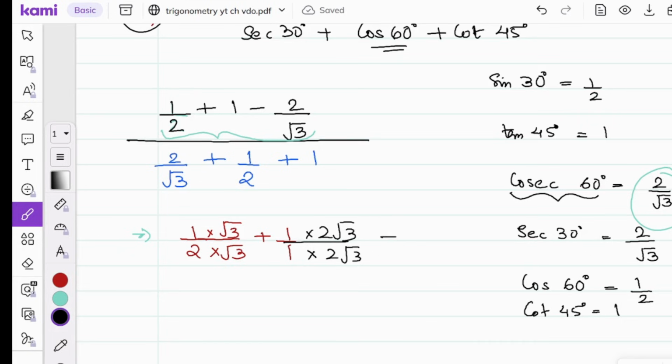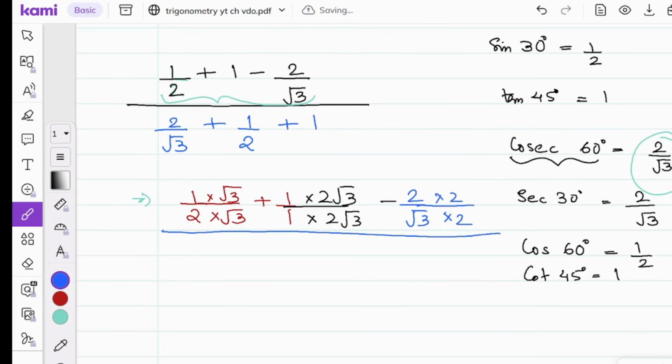Here what I have to do, I will have to do by 2 by root 3, right? I need to multiply with 2 on both sides. Then the whole divided by 2 by root 3. Here also my LCM is 2 root 3, so I need to multiply with 2 on both sides. The next one is 1 by 2. Here I will have to multiply with root 3 on both sides, so that I will get my denominator as 2 root 3.